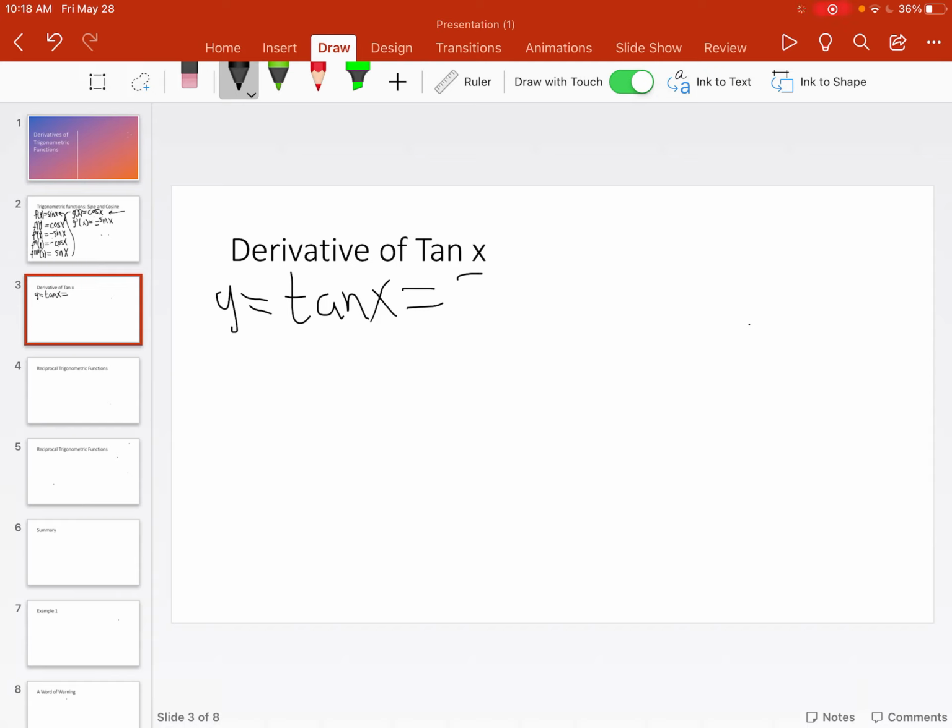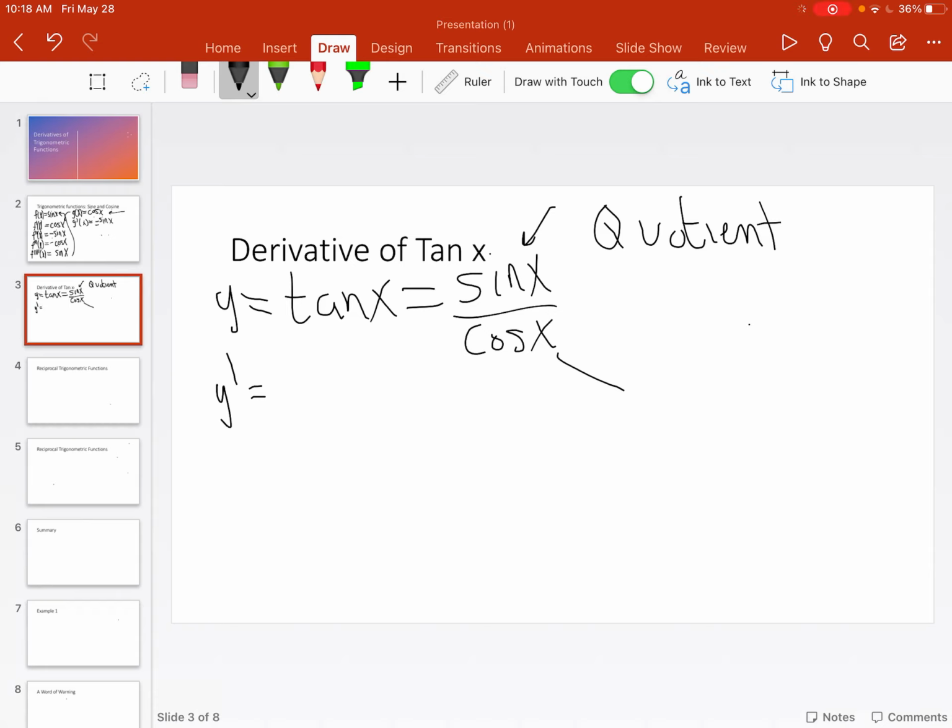And that is, what else is tan of x equal to? Well, tan of x is sine x divided by cosine x. That's the identity. If I want to take the derivative now, notice, what do I have here? I have a function divided by a function. And in order to take the derivative, what must I do? I must use the quotient rule.